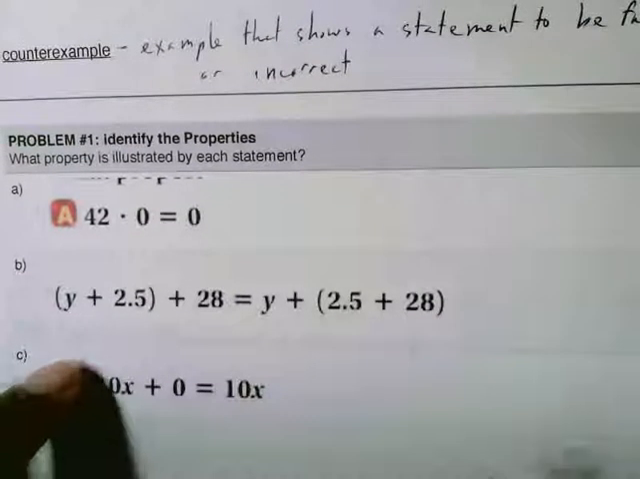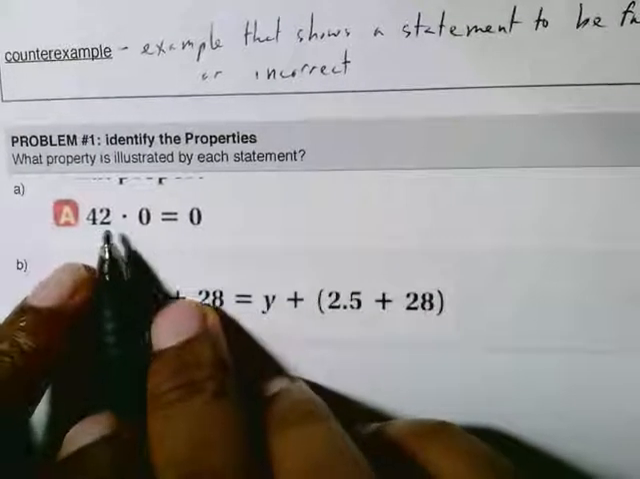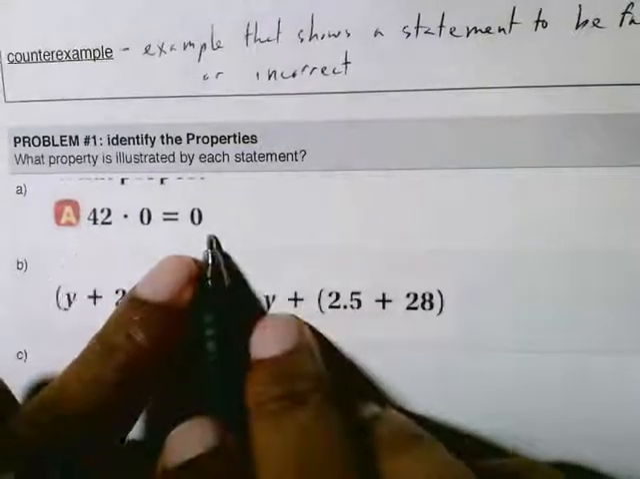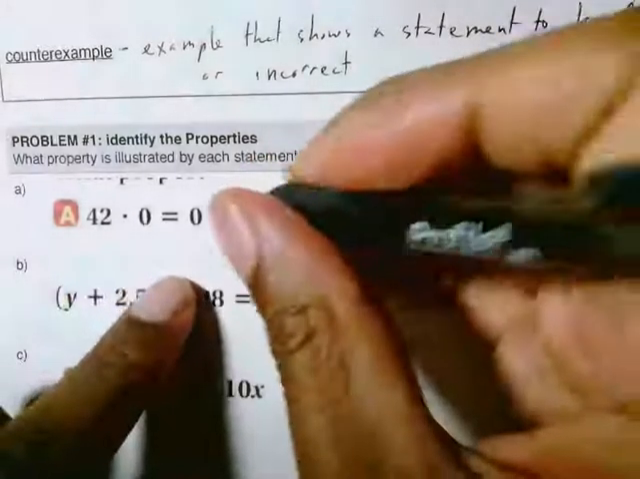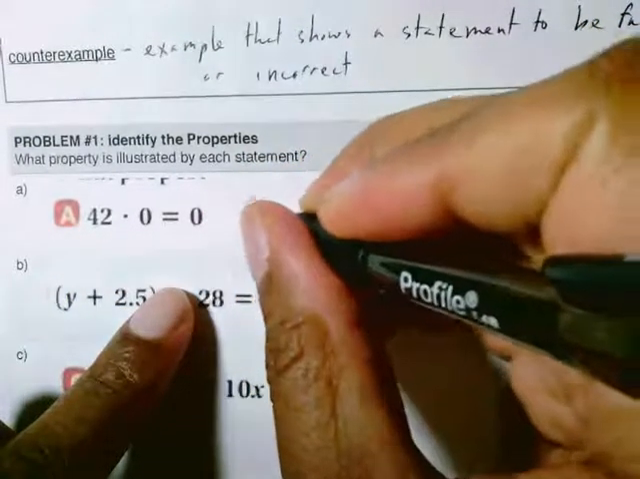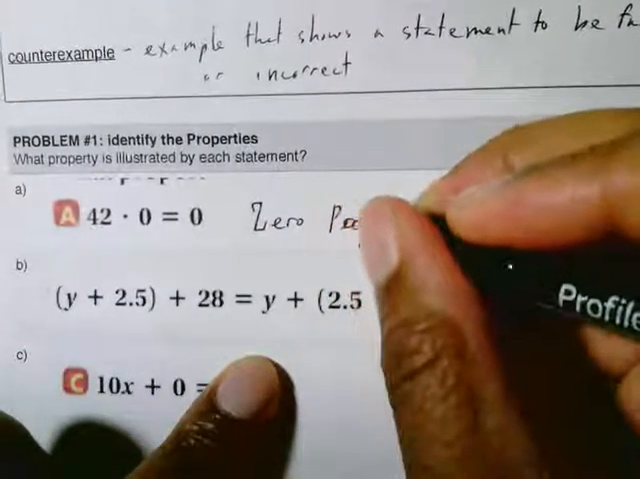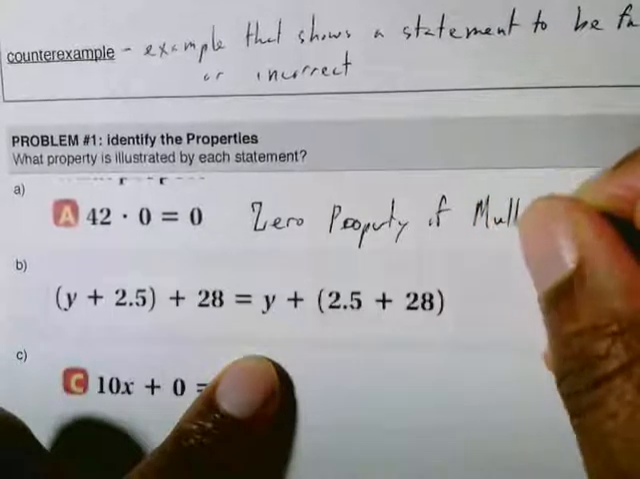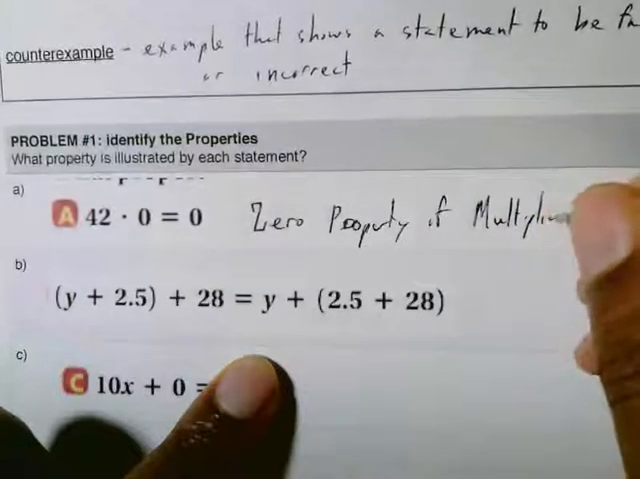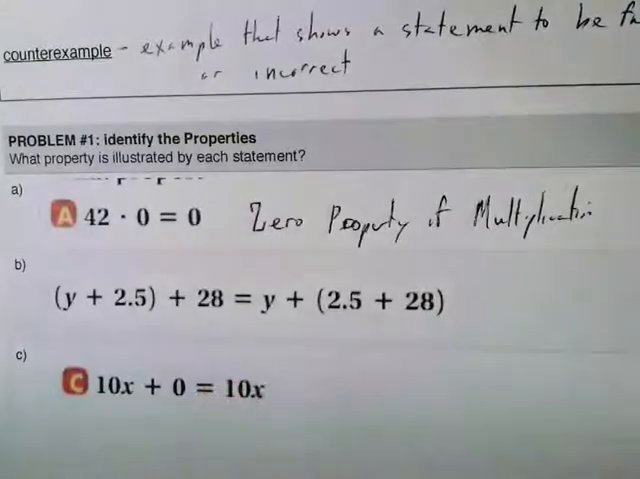So this first one, which property are we going to use? Well, I'm doing a number times 0 is 0. Well, that's definitely true. I'm noticing a big fat 0. So for this one, it's obviously going to be the 0 property of multiplication. Right? Easy one for that one.